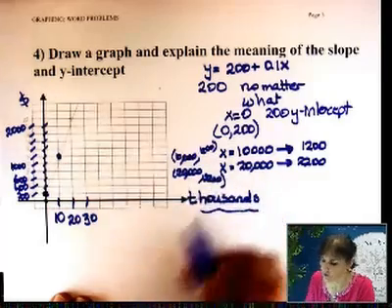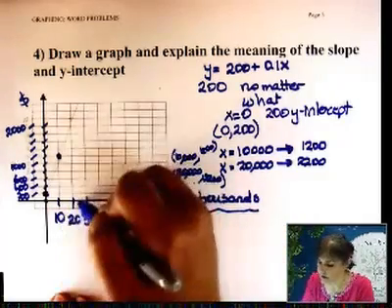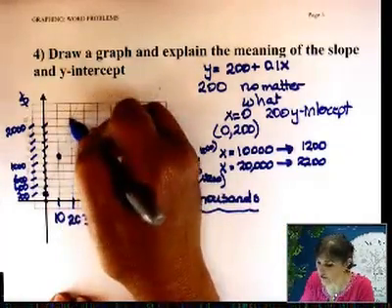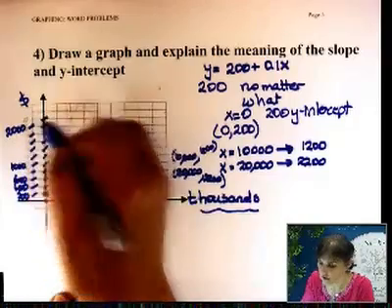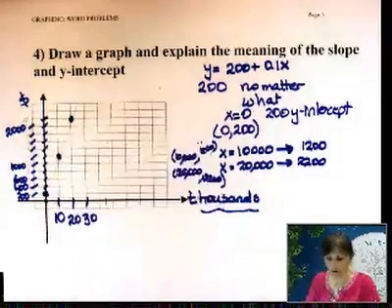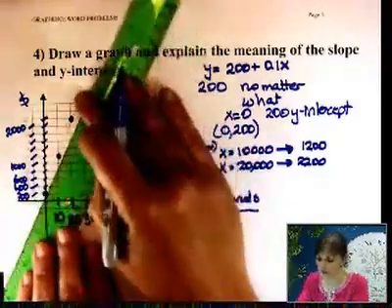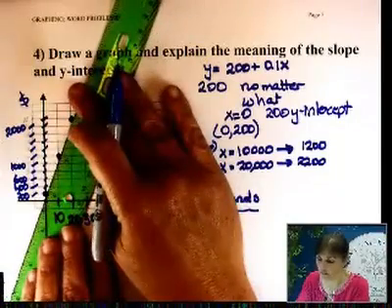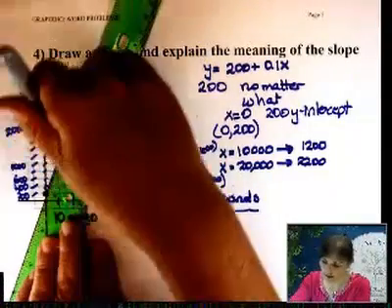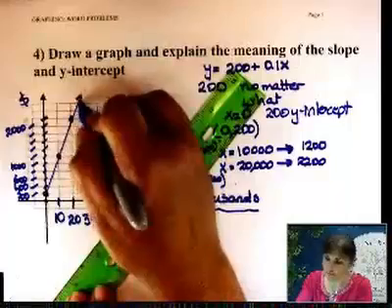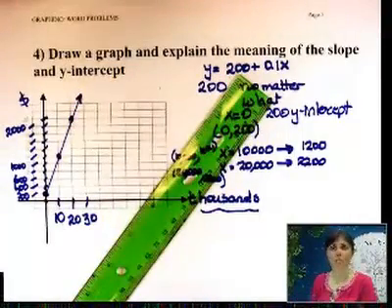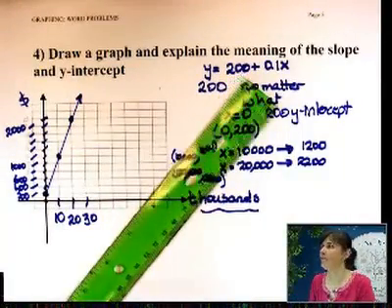This is my X, this is my Y. When he sold 20,000, he made 2,200. 2,200 is around here. Guess what? I have 3 points. I can draw a line. I actually need 2 points to draw a line, but it all makes sense. And the more he sells, the more he makes, the richer he gets.